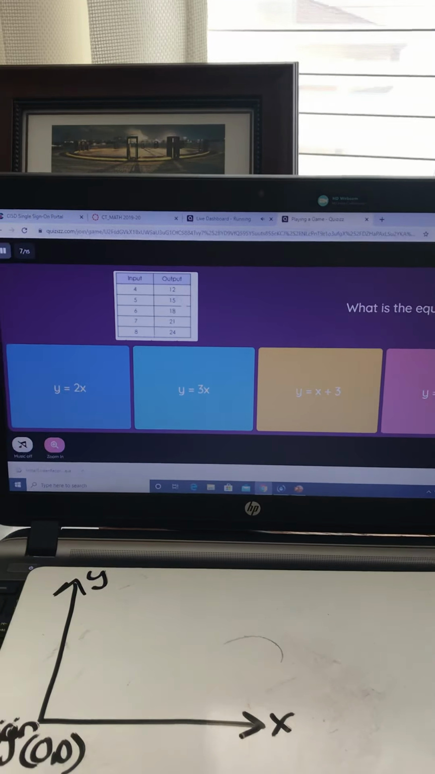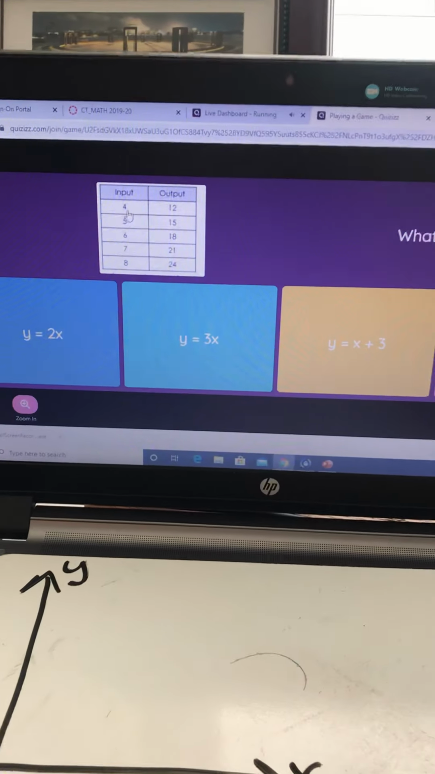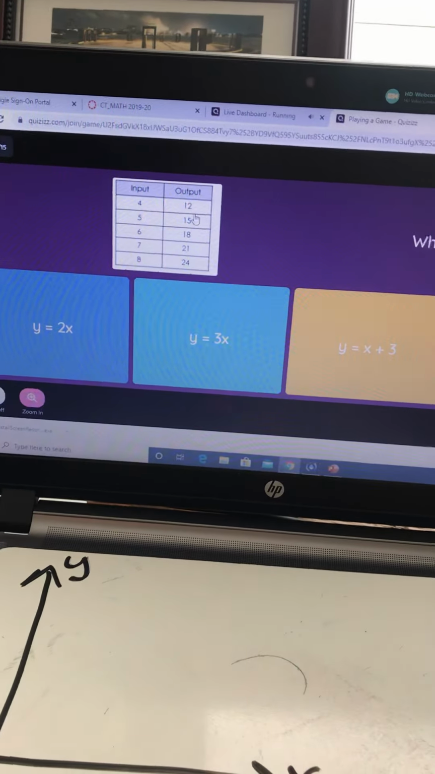What is the equation that would work for this table? We think, how do we get from 4 to 12 with the same rule, 5 to 15, 6 to 18? How would we solve this pattern? Well, I know that 4 times 3 is 12, 5 times 3 is 15, 6 times 3 is 18, and that's going to work as my pattern. So which one of these equations shows that?